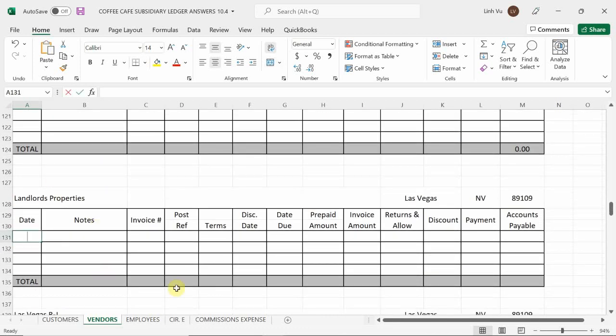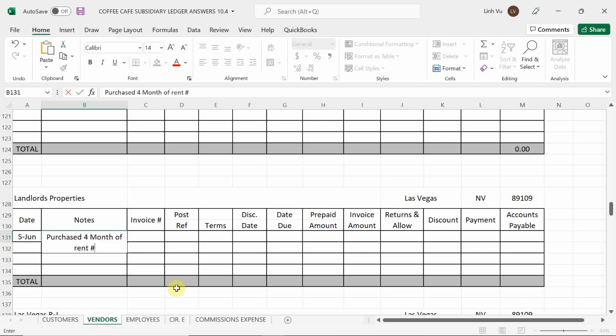Today is the 5th. The notes that you need to make are going to be whatever the contractual agreement entailed. So you purchased 4 months of rent at $1,500 per month. You also had a rent deposit for $1,500.